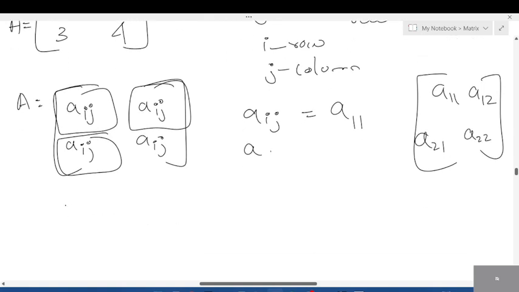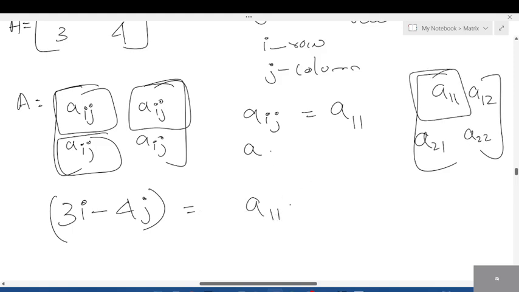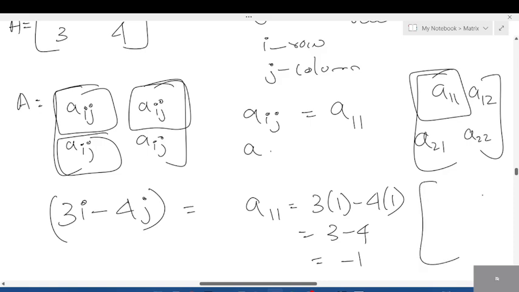The equation would be 3i minus 4j. You have to solve this equation. How will you solve this equation? Tell me, how will you solve the equation, students? Take the first one. What is the first one? A11. Take the equation. 3 into what is i? Minus 4 into j. 3 ones are 3, minus 4. What's the answer? Minus 1. So in place of A11, what should I write? Minus 1.